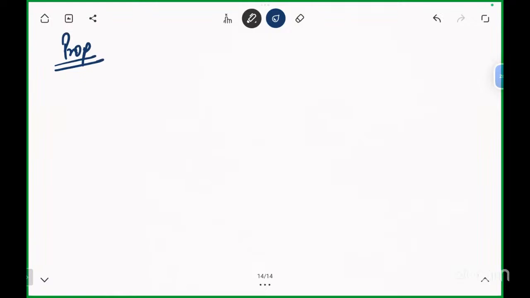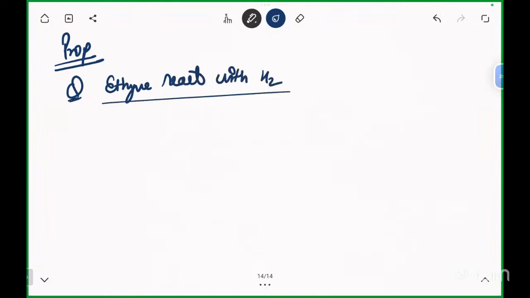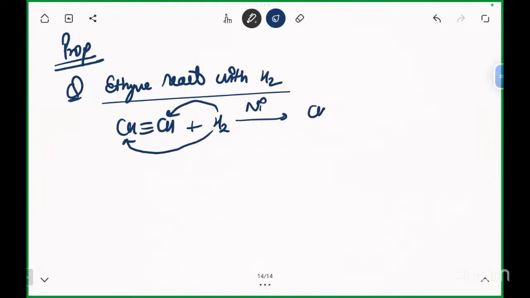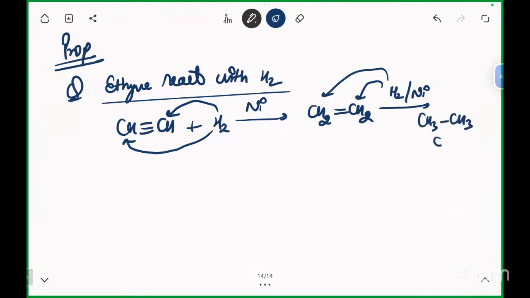So what happens when ethyne reacts with hydrogen in the presence of nickel? CH triple bond CH, this is ethyne. When it reacts with the H2 molecule in the presence of nickel, one hydrogen goes to one carbon and one to the other carbon. So it will be CH2 double bond CH2, this is ethene. Again, when it reacts with hydrogen in the presence of nickel, one hydrogen goes to each carbon, and it will be CH3 single bond CH3, that is called ethane. So it reduces to ethene and then further reduces to ethane.